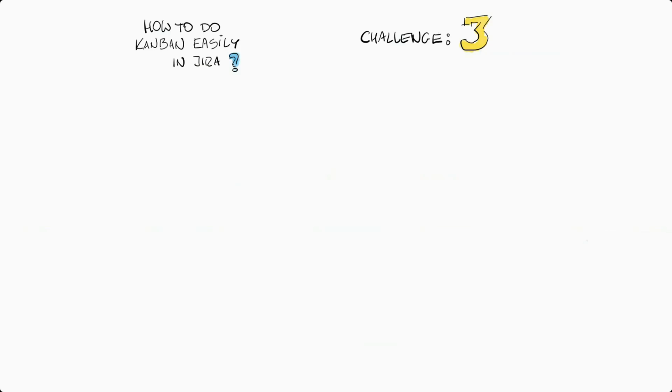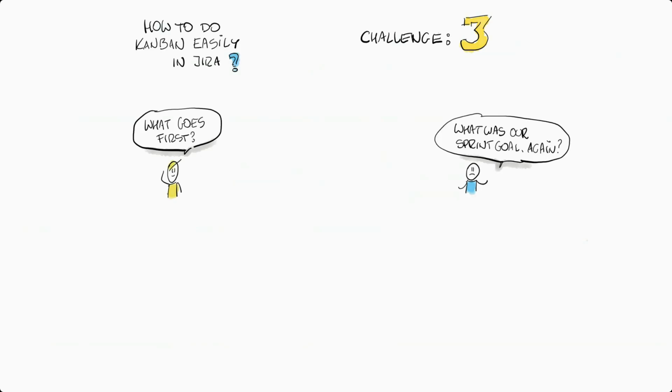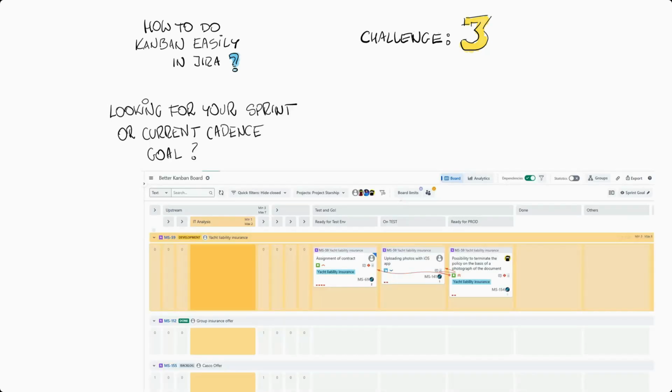Well, what else are the challenges? We very often keep hearing that people don't know what to take first, that they cannot remember what was actually our sprint or cadence goal. Well, this falls into the category of the Kanban method practice, in which we say that the policies of our work, rules of our work should be clear, should be explicit. What does it mean? Well, let's take a look at this.